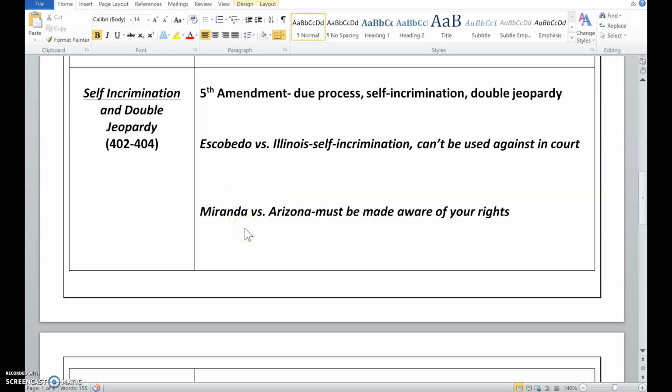Miranda versus Arizona. This was a case of kidnapping and rape. This individual was picked out of a lineup. He confessed and wrote his confession down. He was never read his rights. He was never told that he had the right to remain silent. So the case was thrown out and he was never convicted of the kidnapping and rape. This is why the police are so adamant to read your rights and make sure you understand your rights before they move forward, so they can use any evidence against you in court.